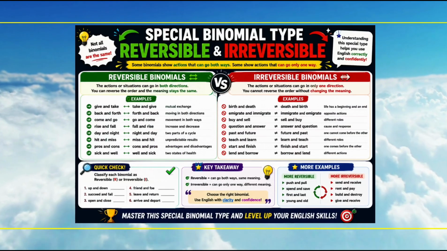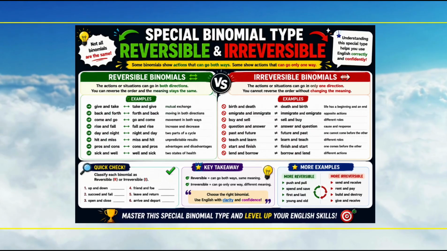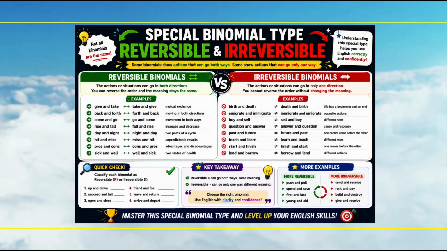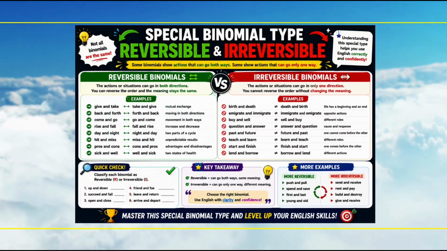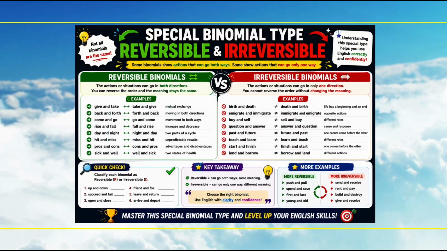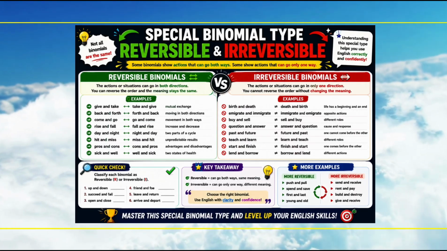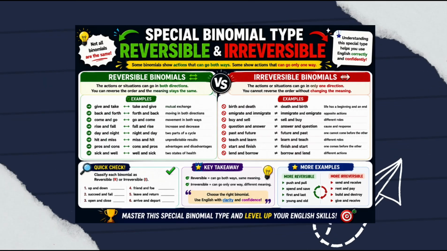So there is a special binomial type: reversible and irreversible. Reversible binomials are binomials that can be used by reversing them. And irreversible binomials are binomials that we can't reverse, and they are used as they are.